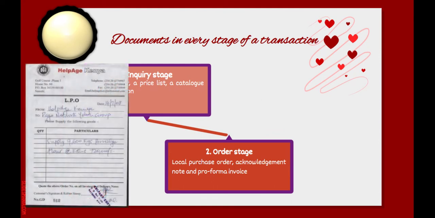Starting with the order, this is a document sent by a buyer to a seller requesting to be provided with specified products under specified terms and conditions. An order for goods is called a local purchase order, as the one that you can see. Whereas an order issued for services is called a local service order.